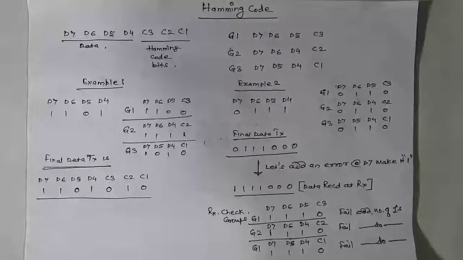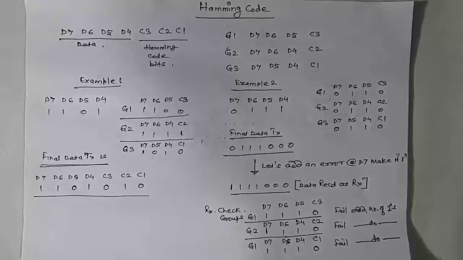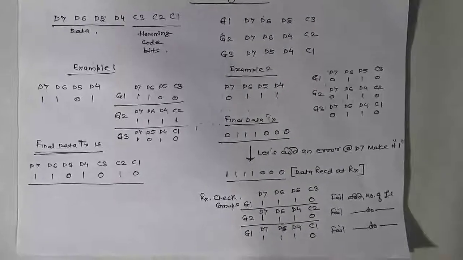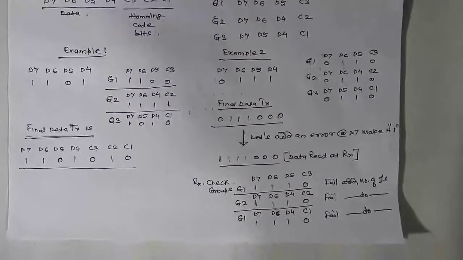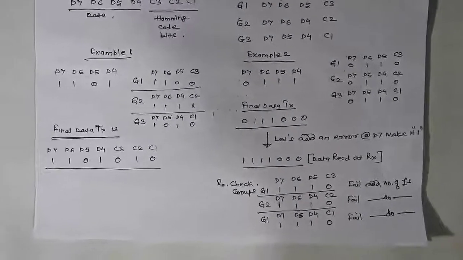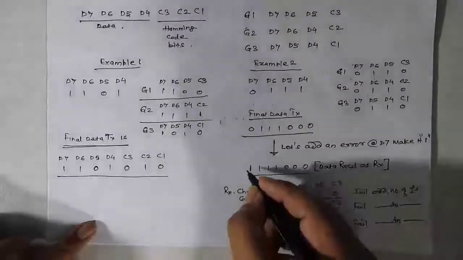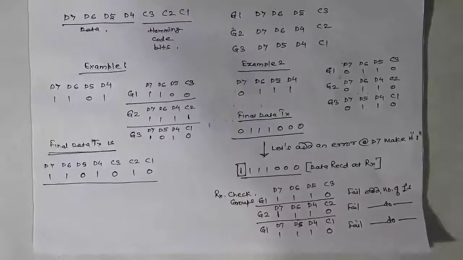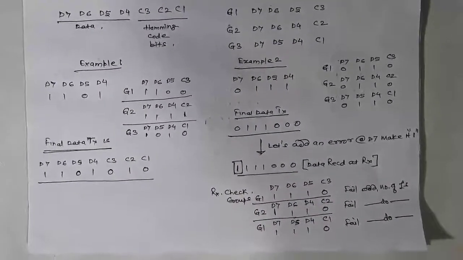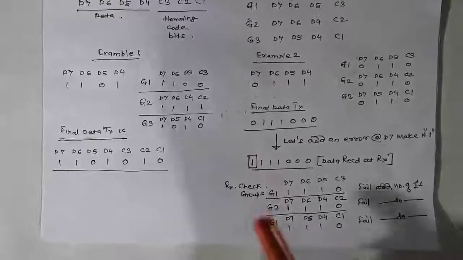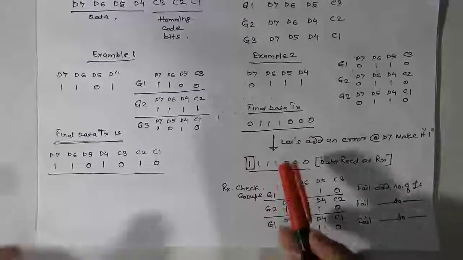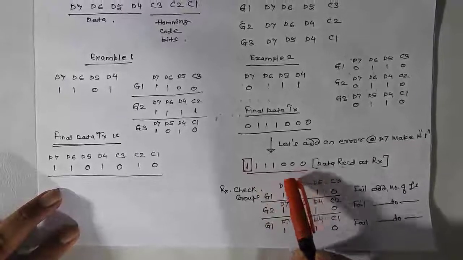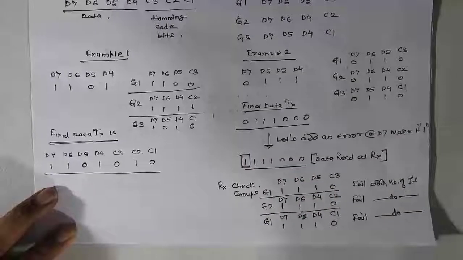Now let's add an error at D7 and make it 1. So we have made this D7 bit a 1. During transmission from transmitter to receiver, when the receiver received the signal, it received D7 as 1, and the rest of the data bits were the same, the 111 and the 000.